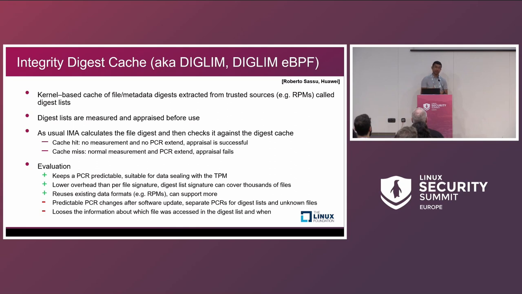So when IMA needs to measure or appraise a file, there is a new extended attribute which contains the path of the digest list, the RPM header. IMA calculates the digest of the file, then accesses the digest cache to see if the golden value is in the cache. If there is a cache hit, no new measurement, no PCR extend, and the appraisal is successful. If there is a cache miss, normal measurement, PCR extend, and the appraisal fails.